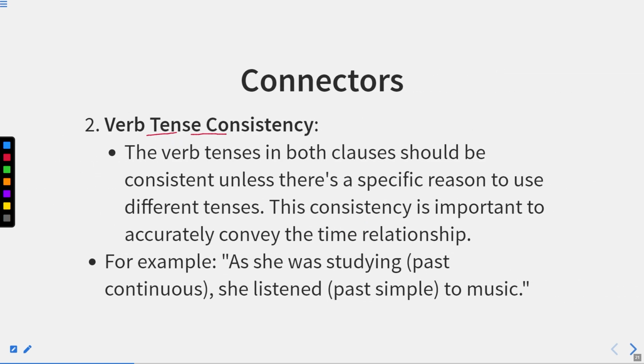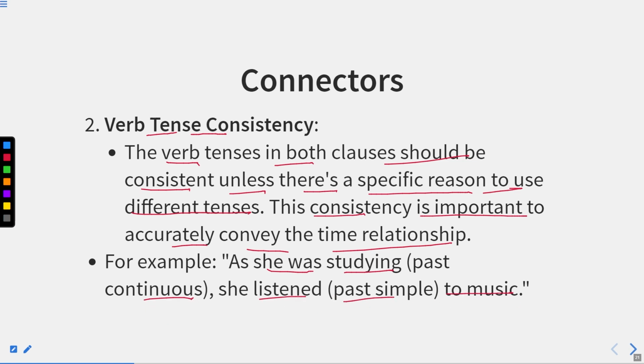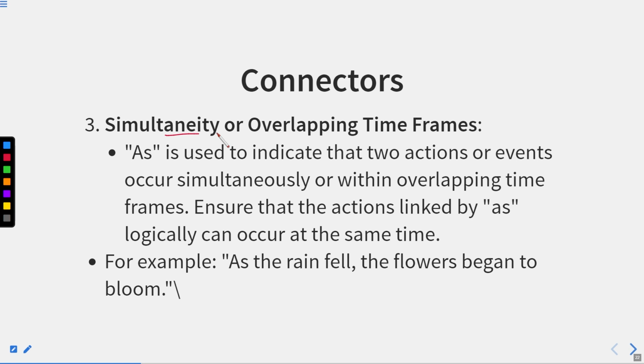Now, verb tense consistency. The verb tenses in both clauses should be consistent unless there is a specific reason to use different tenses. This consistency is important to accurately convey the time relationship. "As she was studying," this is past continuous. "She listened to music." This is past simple. It means both the clauses are in past tense. So basically we make both the clauses in the same tense unless it is required, or some special requirement is there. Next, simultaneity or overlapping time frames.